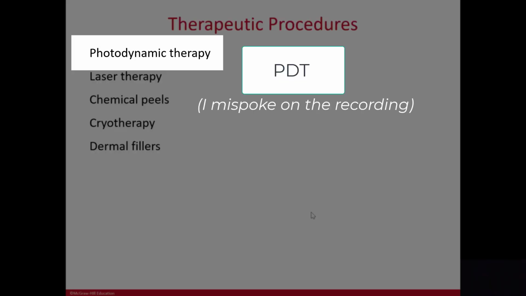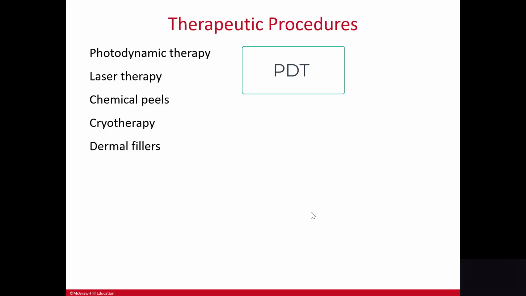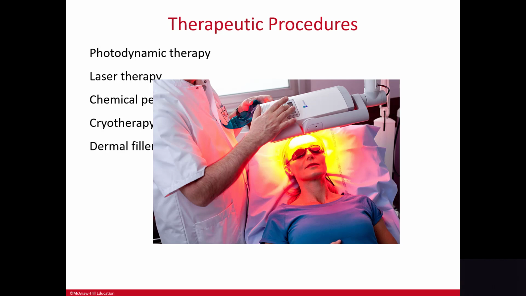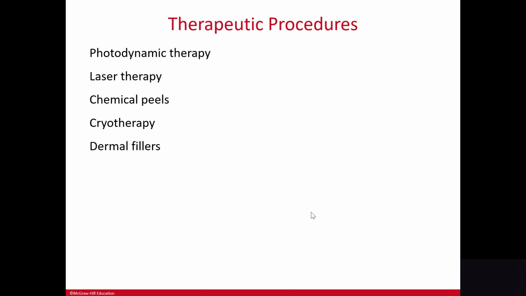Photodynamic therapy, abbreviated PDT, uses high-intensity light combined with a light-sensitive drug, and that helps destroy abnormal cells. So they shine this intense bright light, which activates the drug and destroys the abnormal cells, and it's used to treat things like acne and certain precancerous conditions, especially one called actinic keratosis.